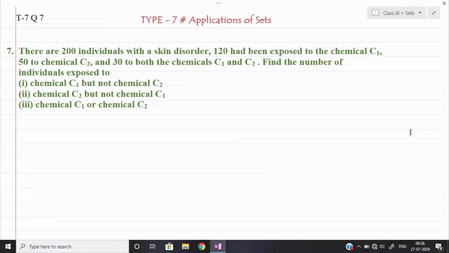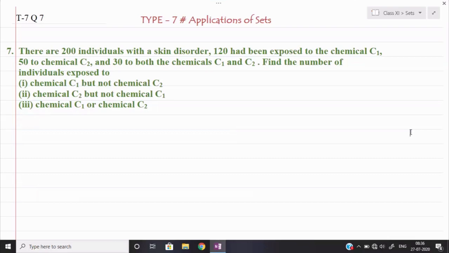Now remember, whatever formulas I have given you at the beginning of this topic, any of them would be applicable. Let us see how we can solve this question. Each and every formula is important and will be applied accordingly. First, see what is given in this question.